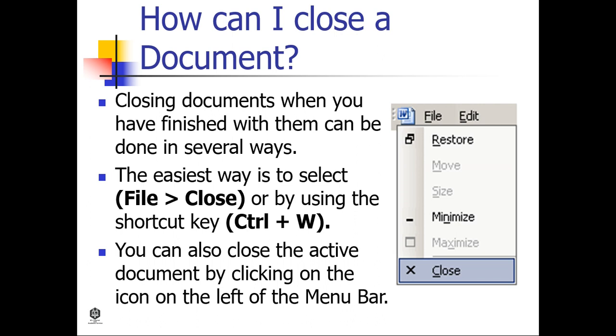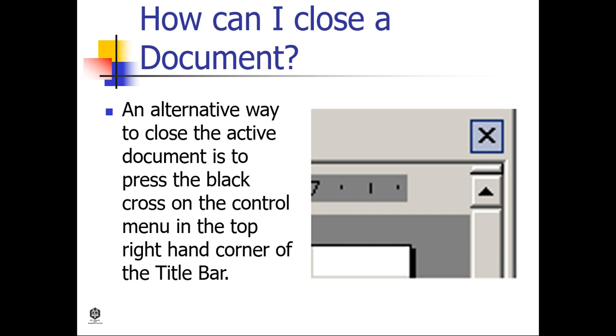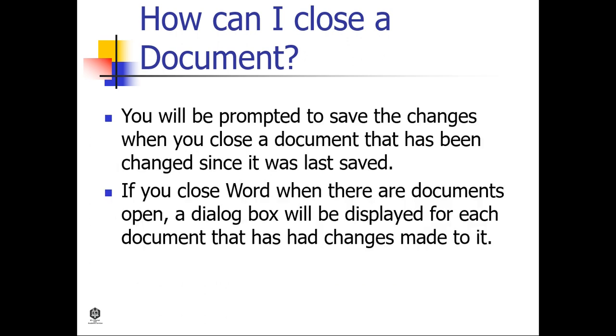How can I close a document? Closing documents when you have finished with them can be done in several ways. The easiest way is to select File, then Close, or by using the shortcut key Ctrl-W. You can also close the active document by clicking on the icon on the left of the menu bar. An alternative way to close the active document is to press the black cross on the control menu in the top right-hand corner of the title bar.